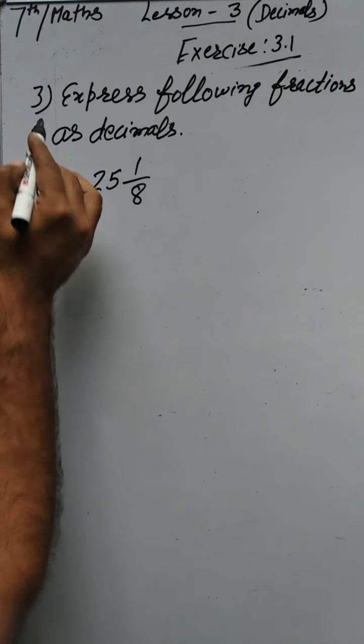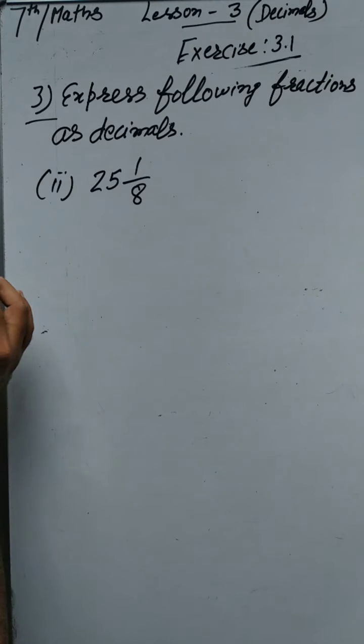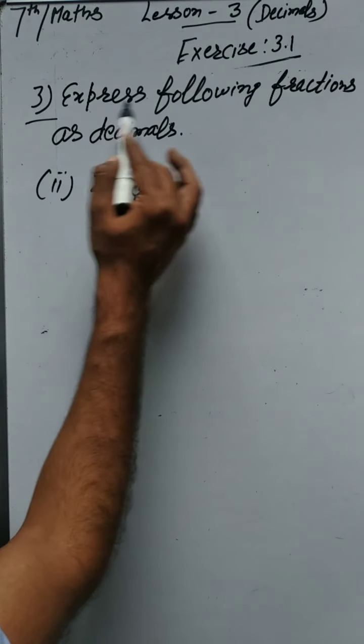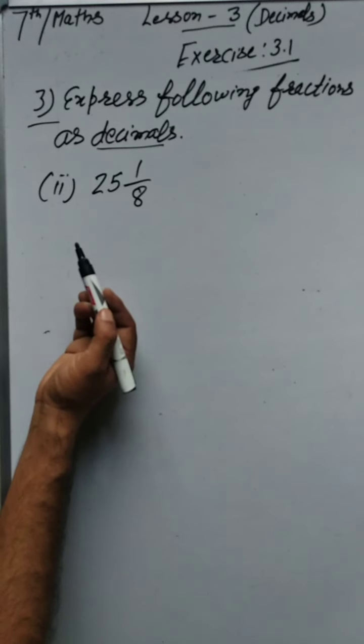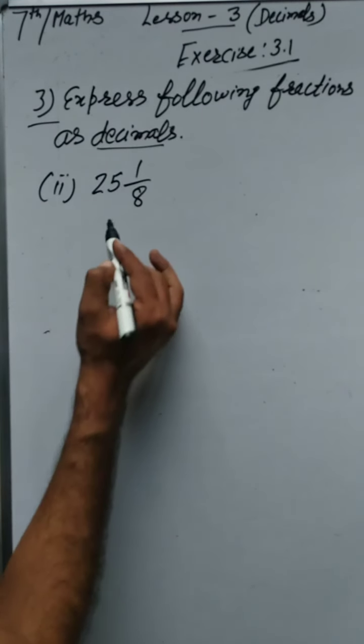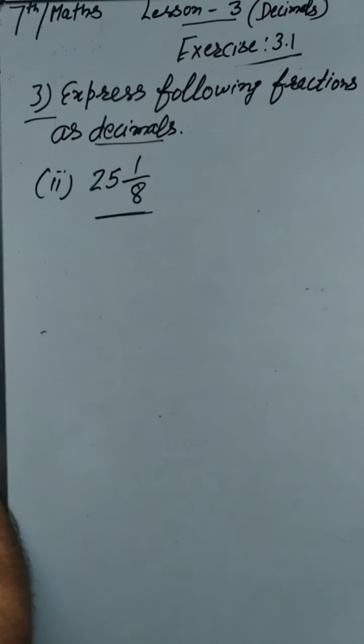But your next question is question third. Same as the first question. Express the following fractions as decimals. You are given fractions. You have to write them in decimal. First part is very easy, like the first question of exercise 3.1. And I am starting from the second part of the third.